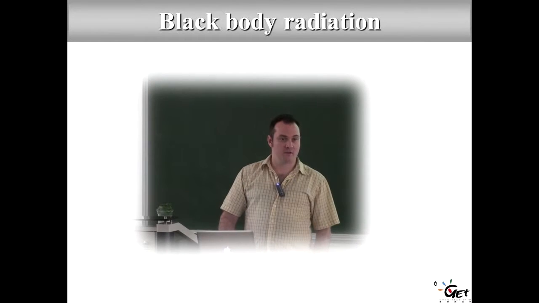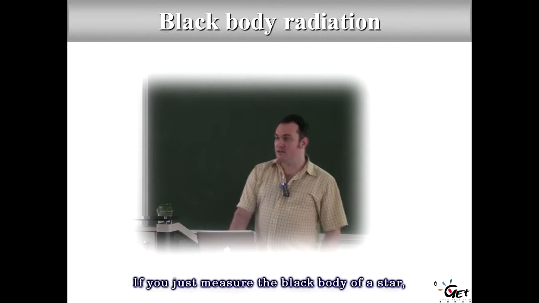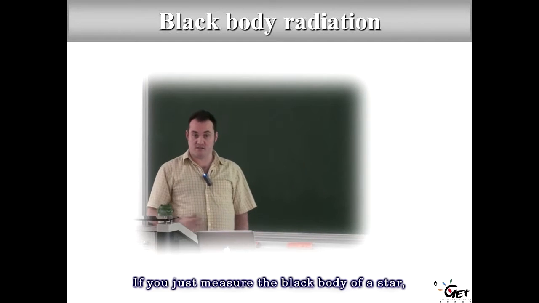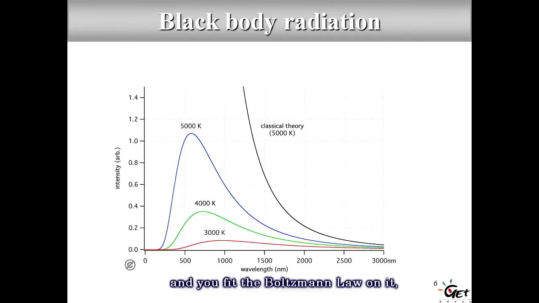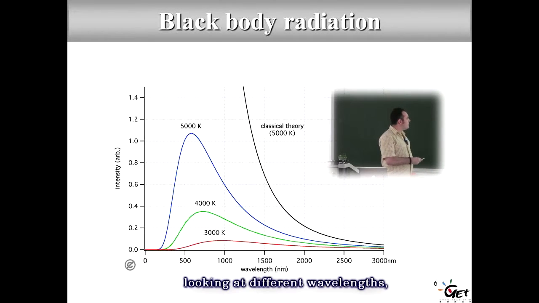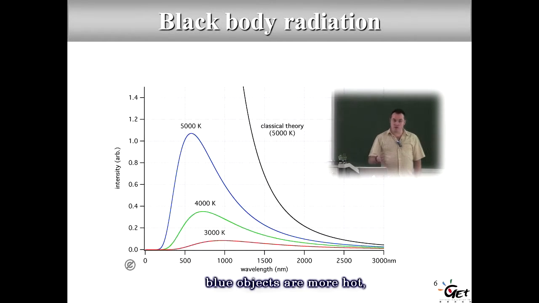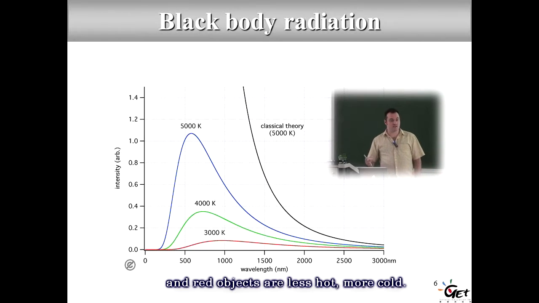You remember? Black bodies. If you just measure the black body of a star, of any body, and you fit the Boltzmann law on it, you can derive its surface temperature. So it's just a matter of looking at different wavelengths, measuring the intensity, and then fitting this law. And if you fit this law, you will see that the sun is around 5,800 Kelvin. And remember, blue objects are hotter, and red objects are less hot, more cold.